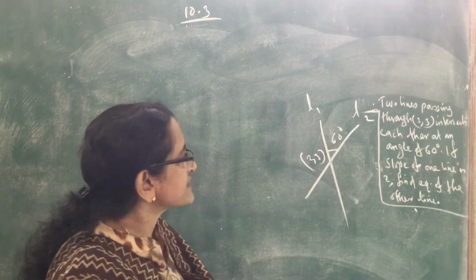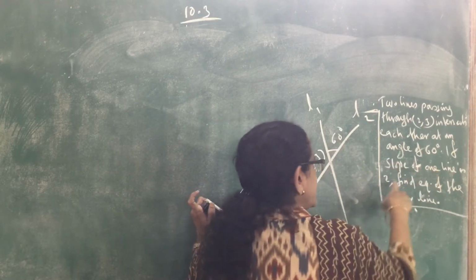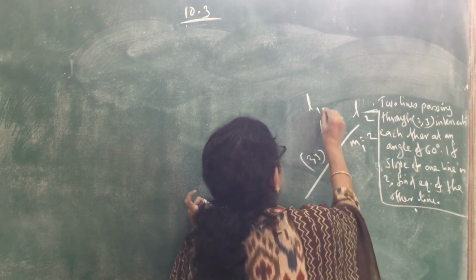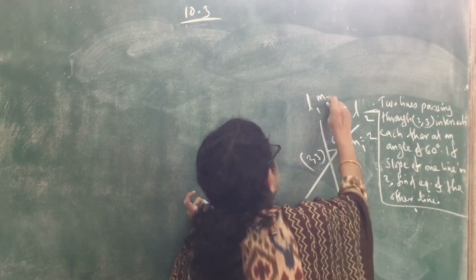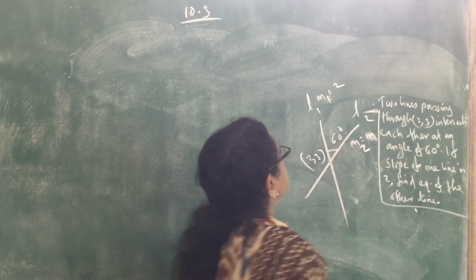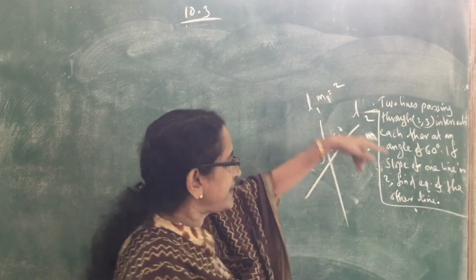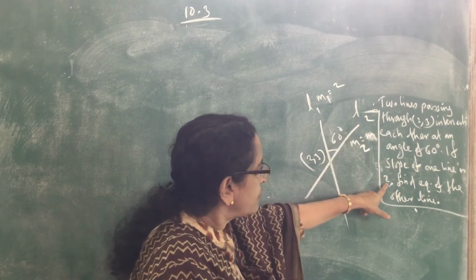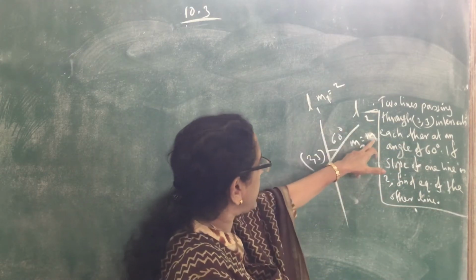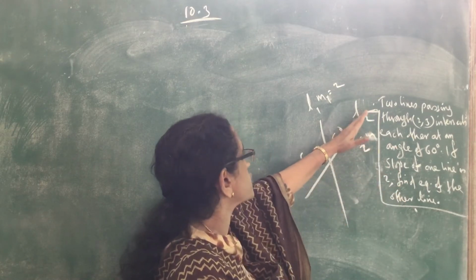That is given, and the slope of one line is 2. So m1 we can take as 2, and for m2, the slope of the second line, we can take m. That is given: the slope of one line is 2. Find the equation of the other line. So the slope of the other line we take m, and we have to find the equation of the other line. That means we have to find the equation of L2.